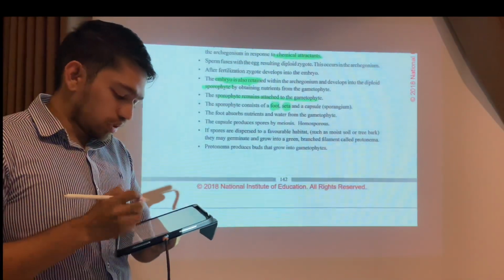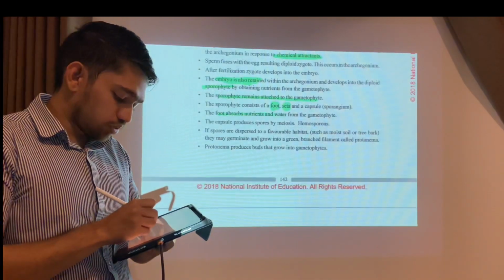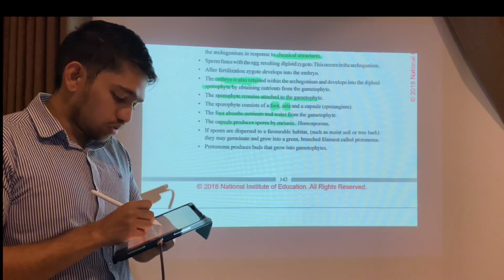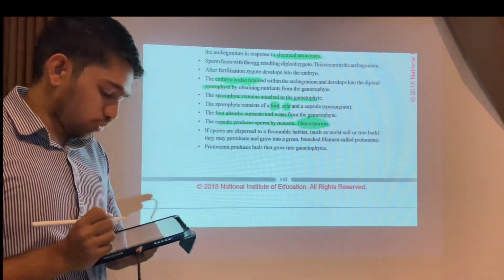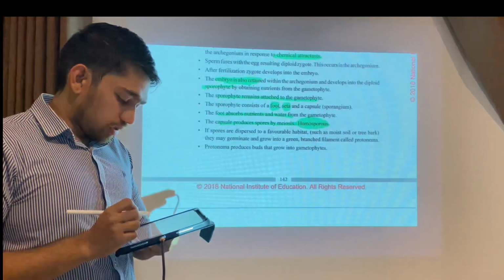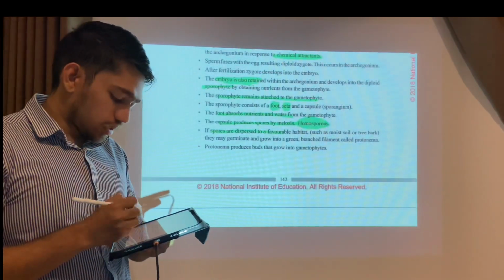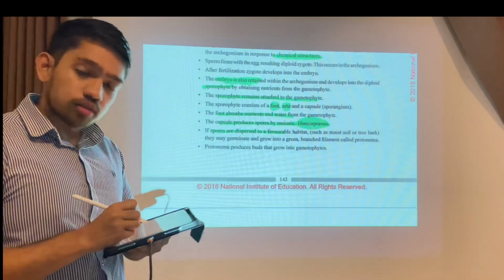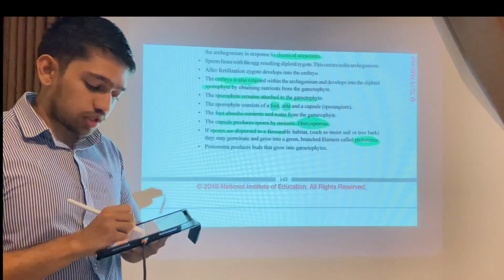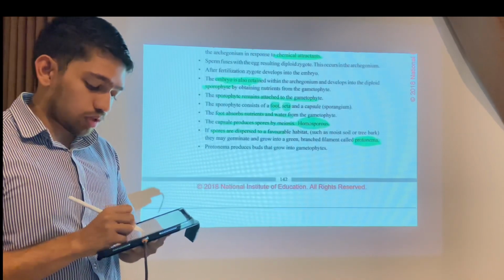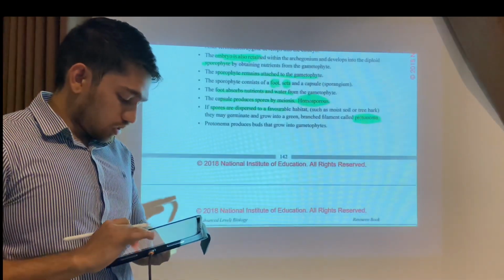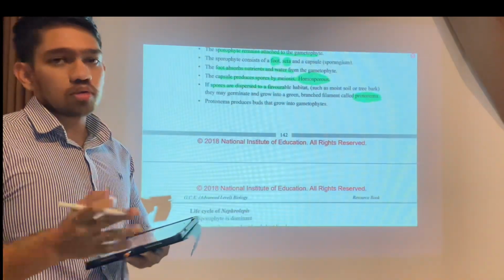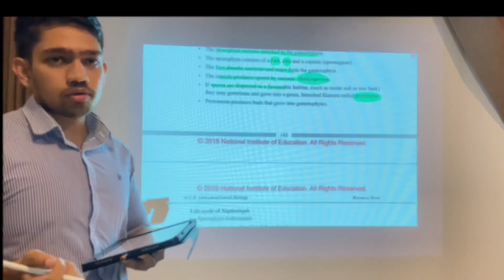The function of the foot is mentioned here. It absorbs nutrients and water. The capsule is your sporangium and it produces homospores. Homosporous. And if the spores are dispersed to a favorable habitat, they grow into that branched filament I mentioned. It's a developmental stage called protonema, or protonemata, either way. The protonema will grow into the male and female gametophyte.